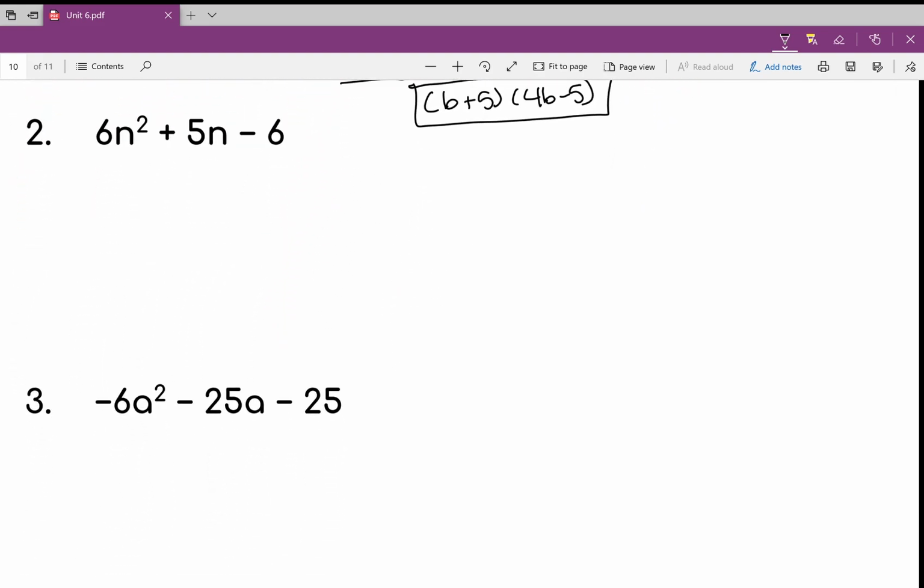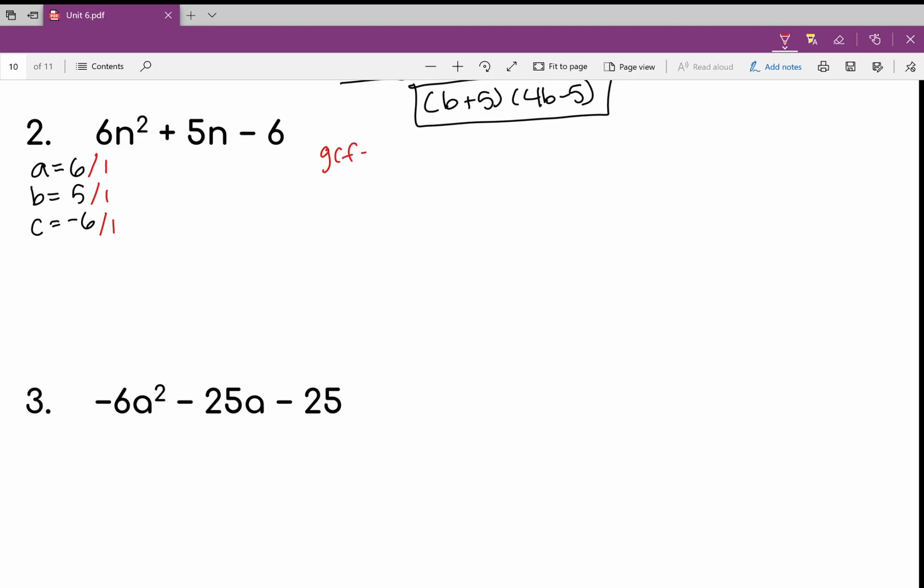Number 2 says 6n squared plus 5n minus 6. So I'm first going to label my a, b, and c. So a is equal to 6, b is equal to 5, and c is equal to -6. Can I take out a GCF from this a, b, and c? There doesn't look like there's a number that can come out of here besides 1. So I'm just going to go ahead and divide each one by 1 because that's going to be my GCF.